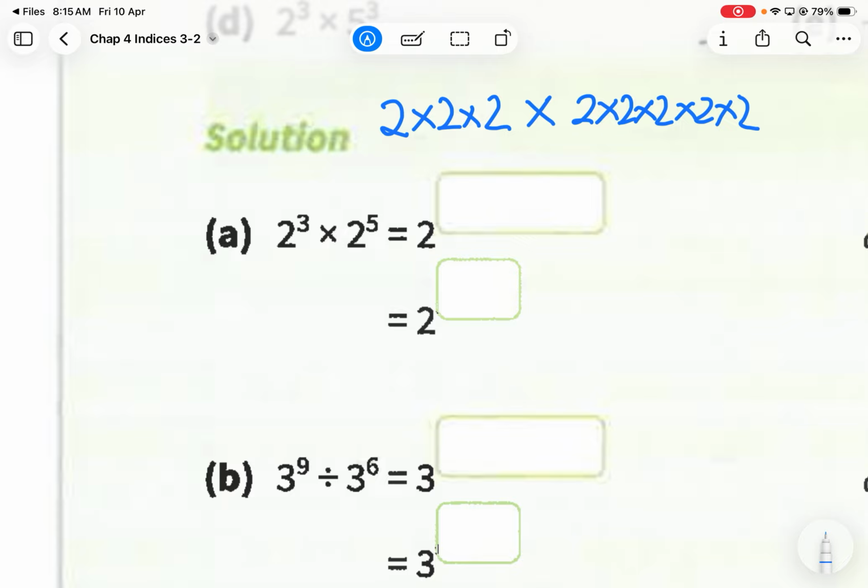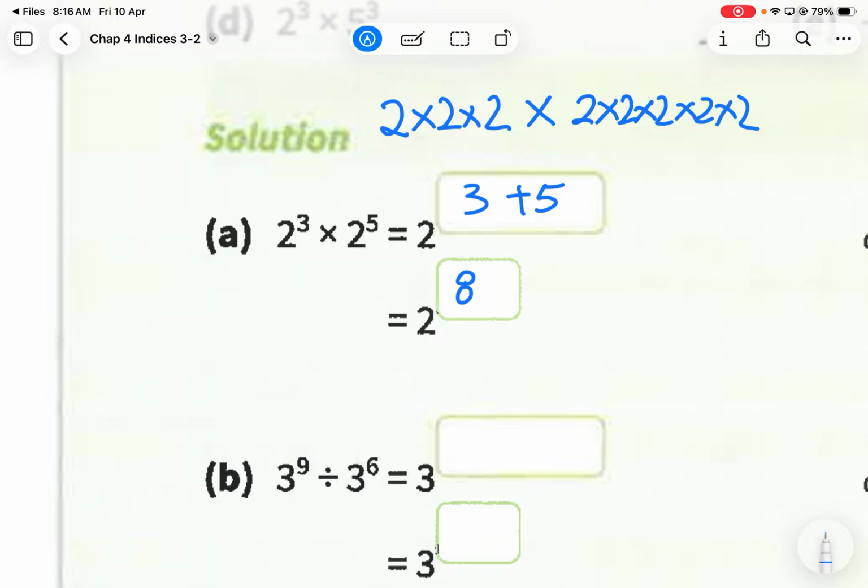Okay? So they want you to know that when I'm multiplying and the base is the same, then it's just adding up the power. So they call this the first law. But actually I don't remember law 1, law 2, law 3, all this. I just know that when I multiply, I must add up, because actually I'm multiplying them all together.